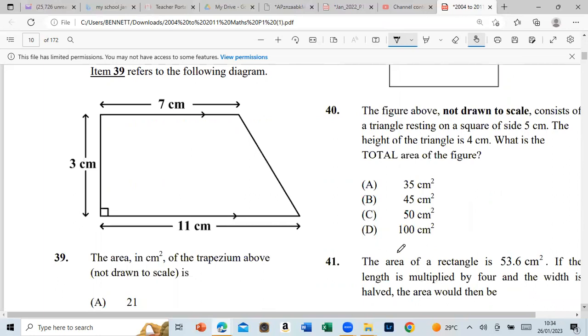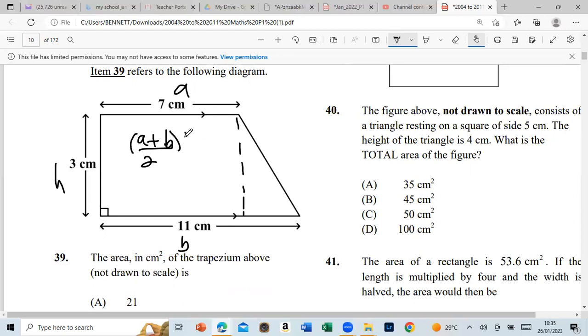Item 39 refers to the following diagram, and that's a trapezium. The area in centimeters square of the trapezium above, not drawn to scale, is. So this is very straightforward also. We can name this A and this B, and this is our height. So all we're doing is adding A plus B. I'm going to just write down the formula. Divide by 2, as it comes from the triangle part. So this is B, and we times it by the height.